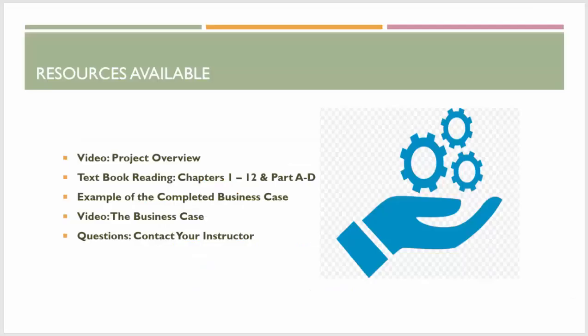There are several resources available for your group to use when working on your group project intervals. You have the Project Overview video. You have your entire textbook, including chapters 1 through 12, and parts A through D, which is a systems analysis toolkit. You also have the example of the completed business case, a video of the business case, which details all of the different sections you are asked to complete with this project. And as always, you can contact your instructor if you have questions.